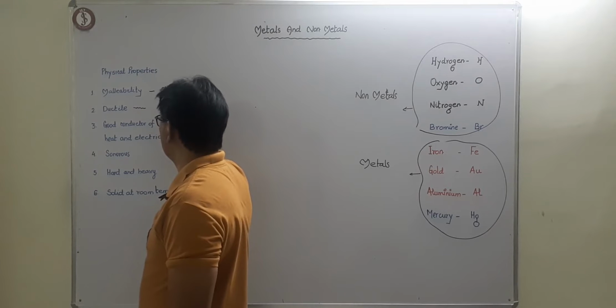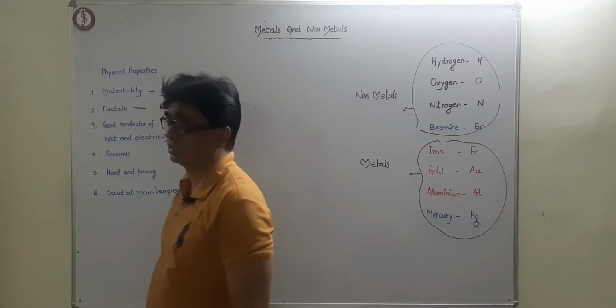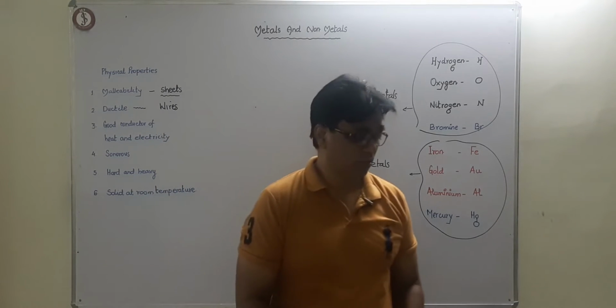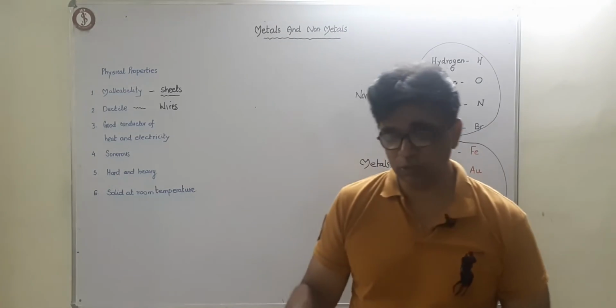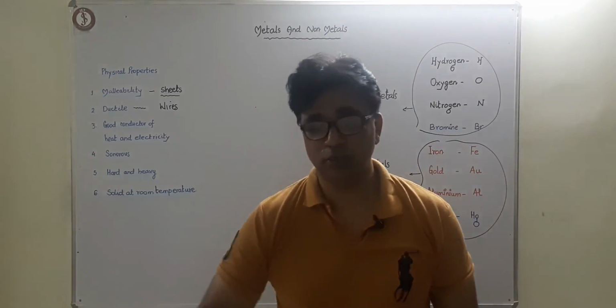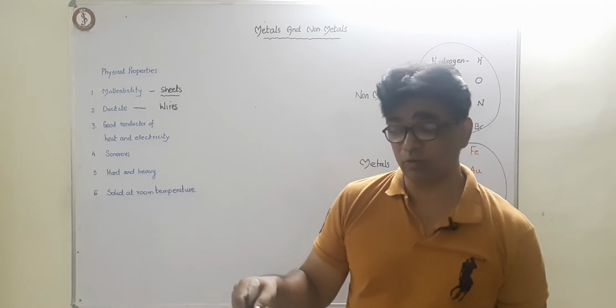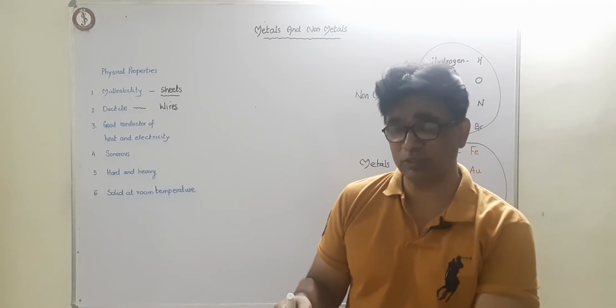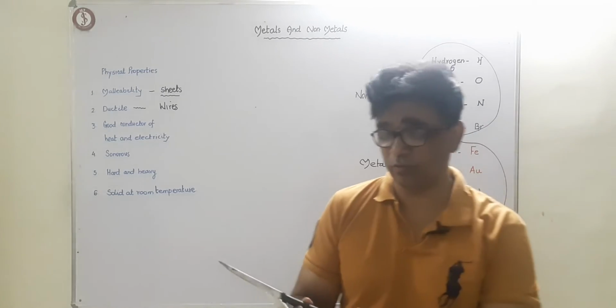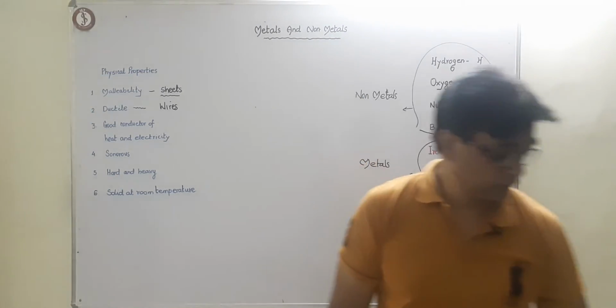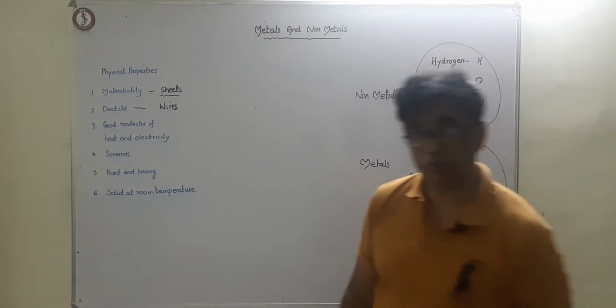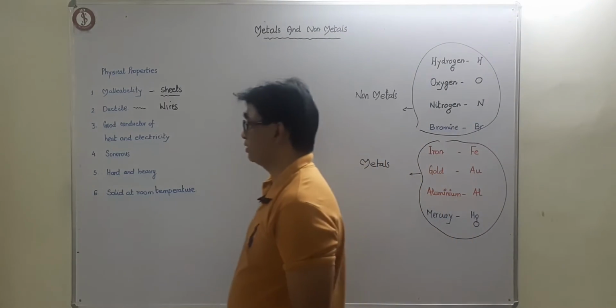Metals are good conductors of heat and electricity. That means if you are cooking with something, and you are using a metal only, then this thing will straight away get heated and reach your hand. So you have to have an insulation. See this, there is an insulation. So metals are good conductors of heat and electricity.